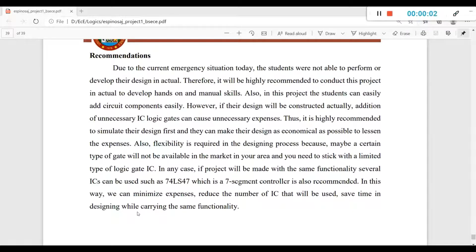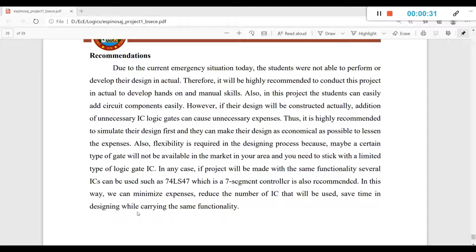And lastly, for the recommendations of this project, due to the current emergency situation today, the students were not able to develop their design in actual. Therefore, it is highly recommended to conduct this project in actual to develop hands-on and manual skills. Also, in this project, the students can easily add circuit components. However, if their design will be reconstructed actually, addition of unnecessary IC logic gates can cause unnecessary expenses.